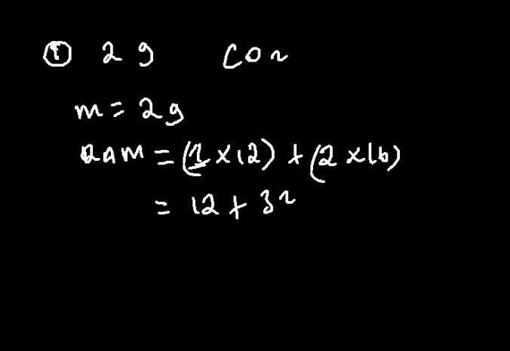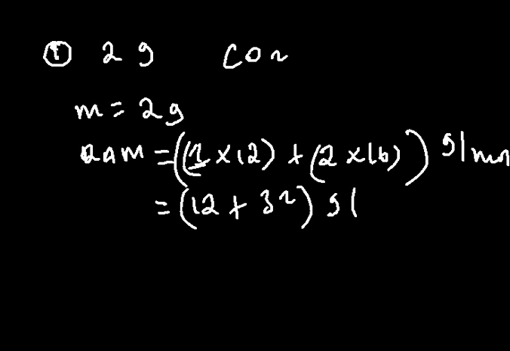Now what is 12 plus 32? With our calculators, we can have that. By the way, it has to be in overall units of grams per mole. So that is 12 plus 32, which will be given as 44 grams per mole.